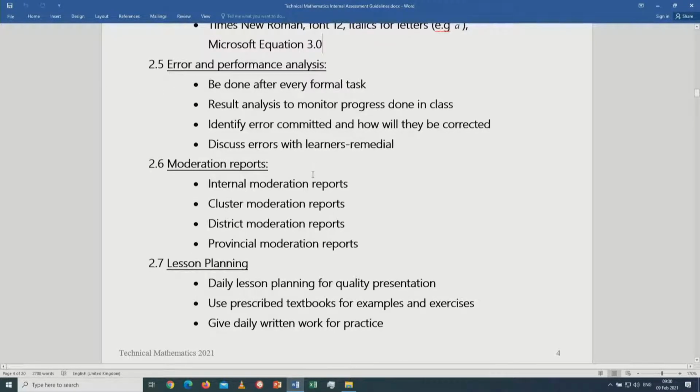Error and performance analysis. Colleagues, now this must be done after every formal task. And I always say, you don't do error analysis after the formal task only. You also do it during your informal task in the class. You are giving learners activities. What is this item in error? You are saying our learners, they are solving for x, for instance. And then when they solve for x, the factors are not correct. That is the problem. They are able to write the standard form, but when it comes to factorization, that is where the challenge is.